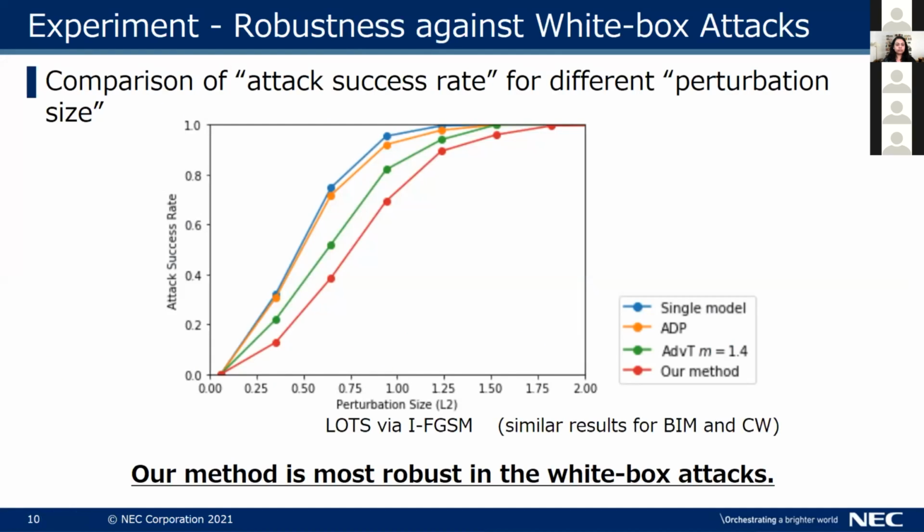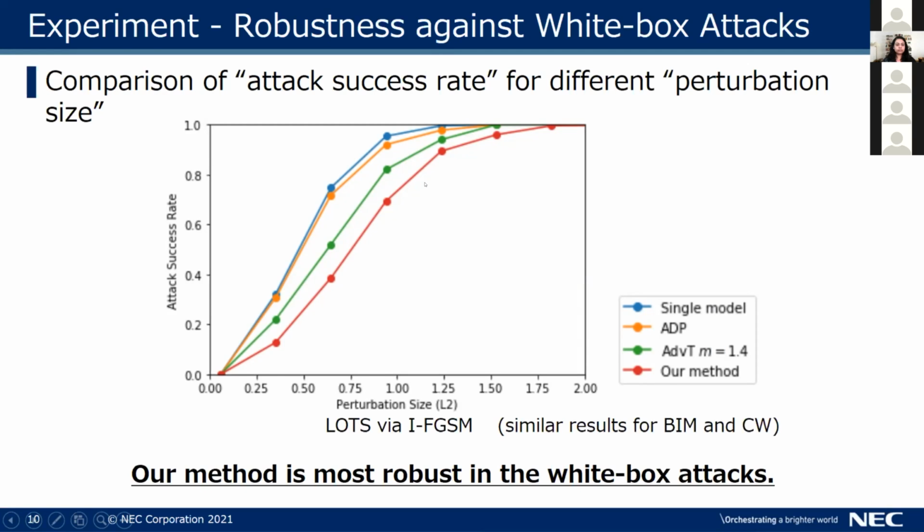Okay, and this is the result for white box attack. We compared attack success rate for different perturbation size. The horizontal axis is the perturbation size of L2 norm, and the vertical axis is the attack success rate. When the graph is plotted lower, it means more robust. The red colored plots are our method. So from this graph, our method is most robust in white box attack.